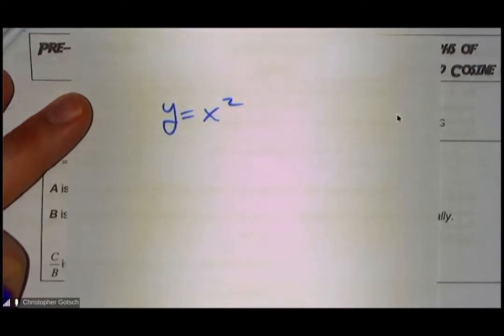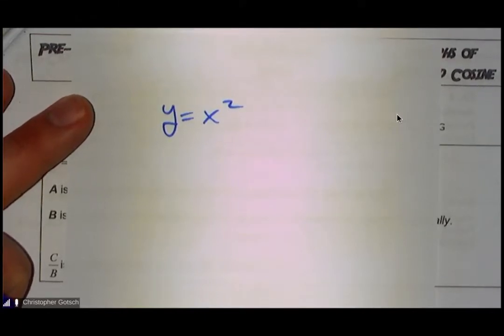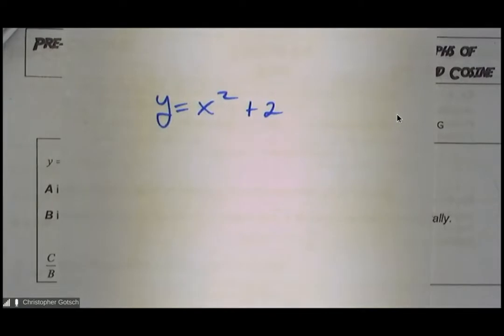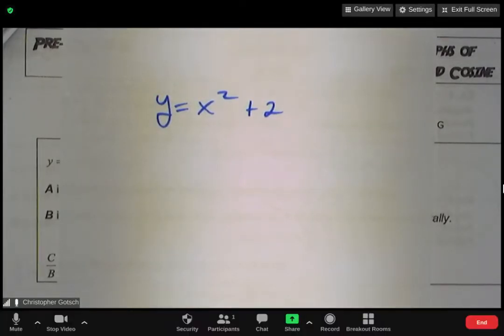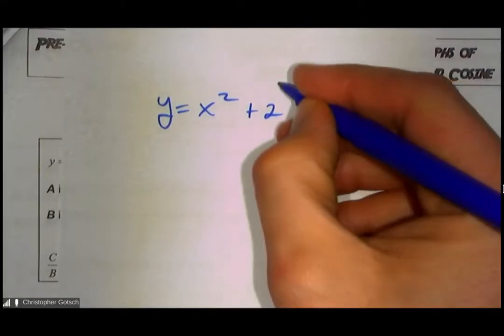That's a graph of a parabola. And then we started moving these things around, right? We had what we called transformations. And if we had an x squared plus 2, what did that plus 2 do? You guys remember? Yeah, the thing went up, right? So that was a transformation up.